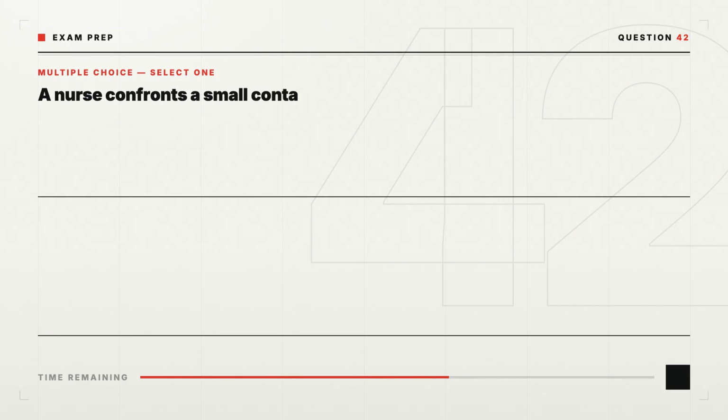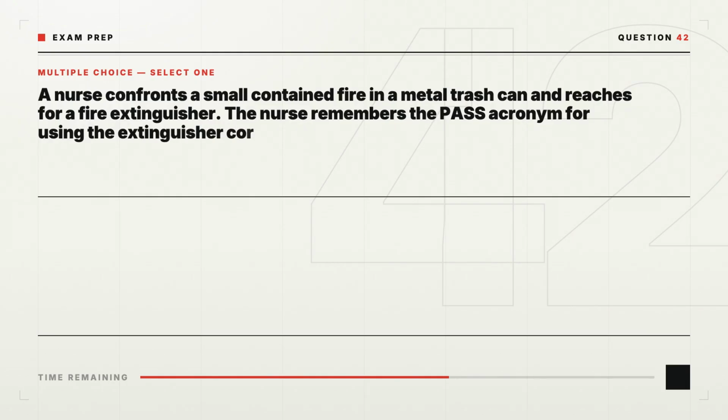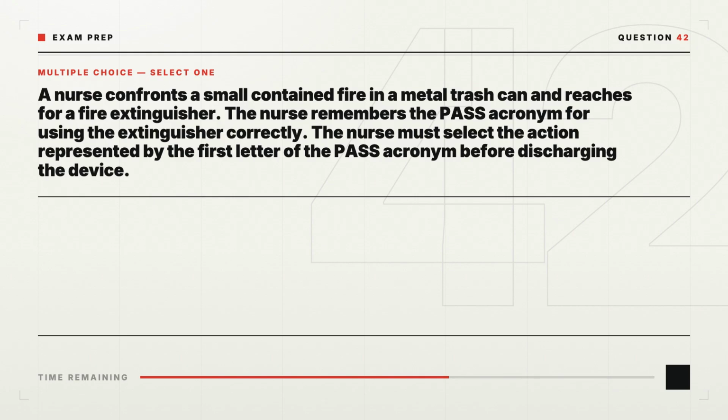Question 42. A nurse confronts a small contained fire in a metal trash can and reaches for a fire extinguisher. The nurse remembers the PASS acronym for using the extinguisher correctly. The nurse must select the action represented by the first letter of the PASS acronym before discharging the device.